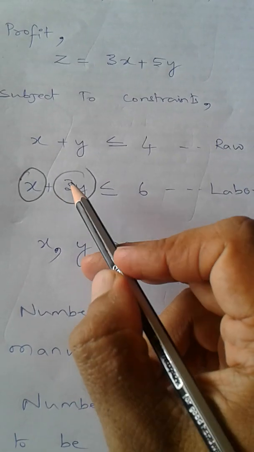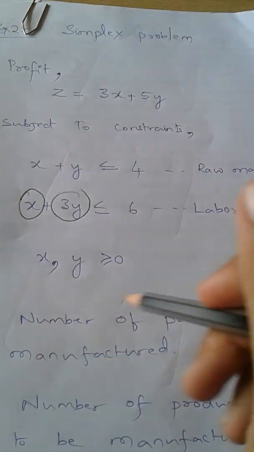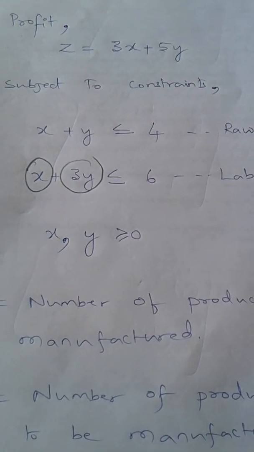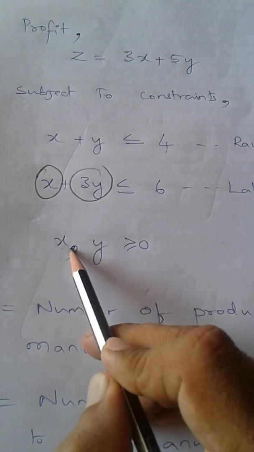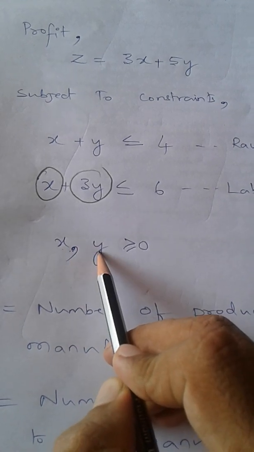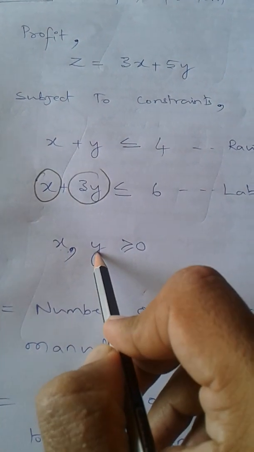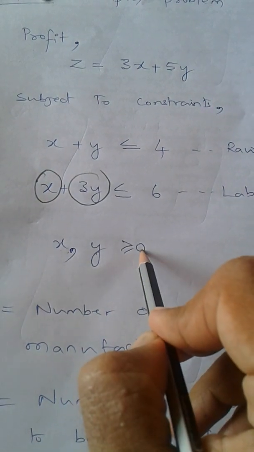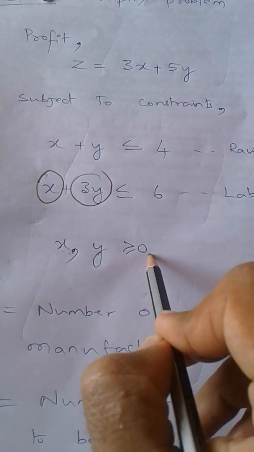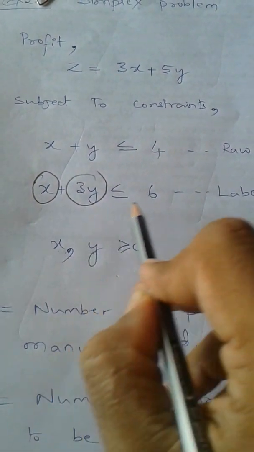So this is the total given context. As you know, x and y, the total number of product A and product B manufactured, can be greater than or equal to 0, but cannot be negative. That is the reason for this equation.